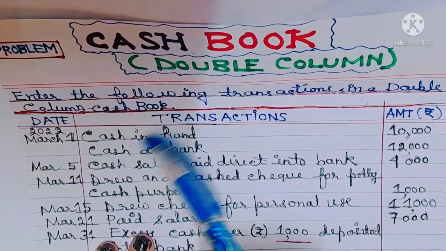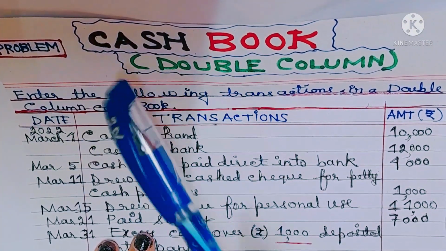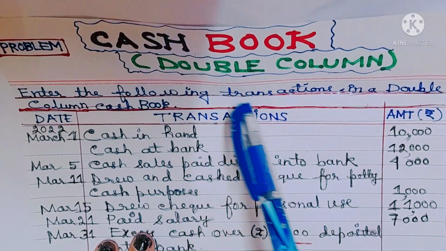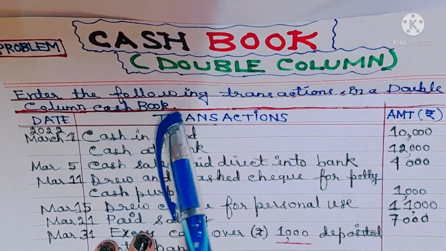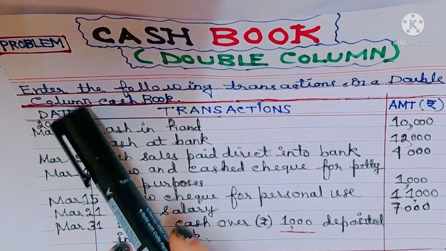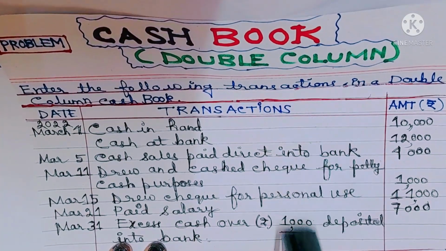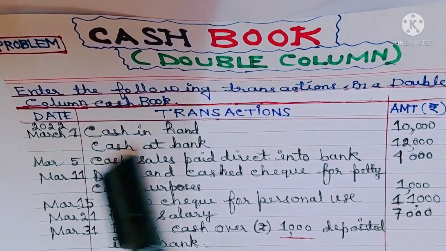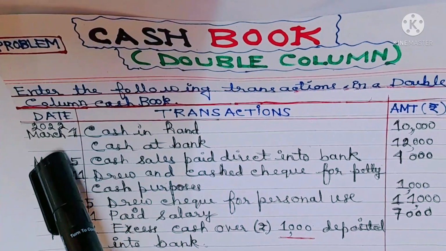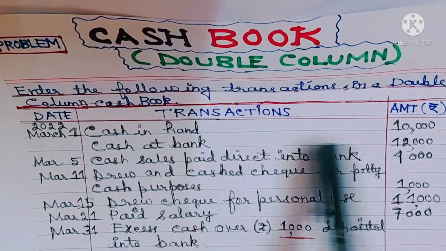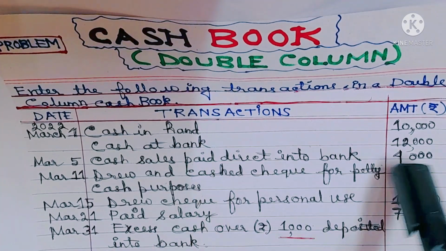Okay, so here is the problem. Double column cash book. Enter the following transactions in a double column cash book. Here is the column for date, here is the column for transactions, here is the column for amount. The first transaction is 2022 on 1st March, cash in hand 10,000, cash at bank 12,000.